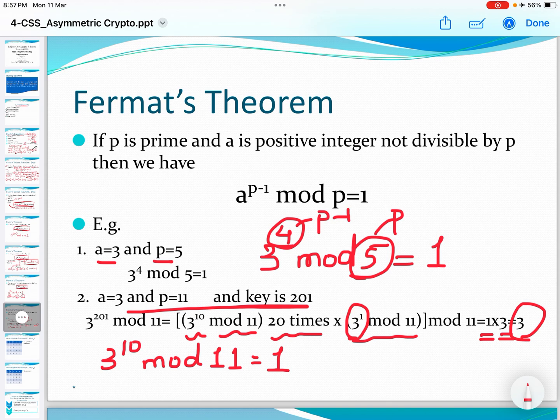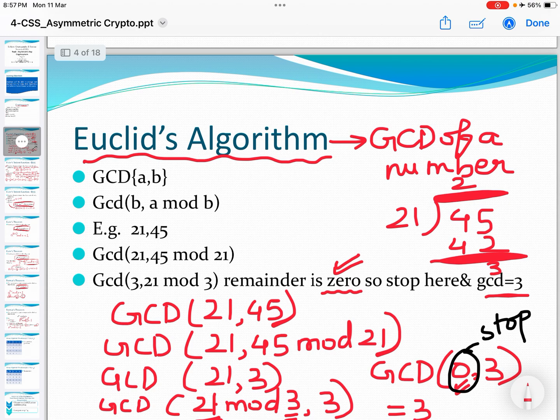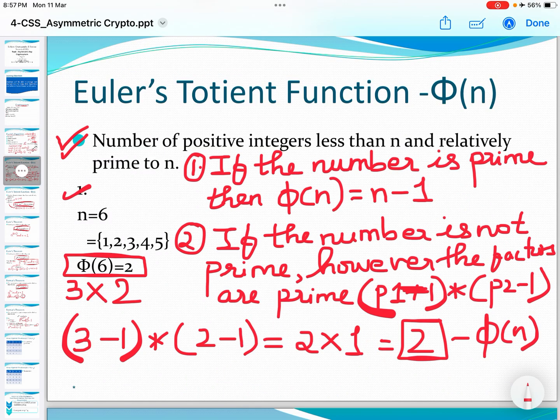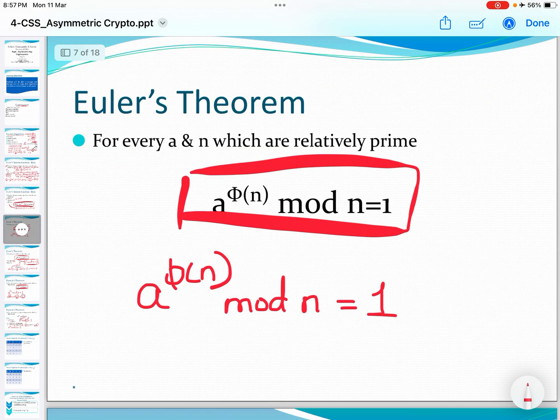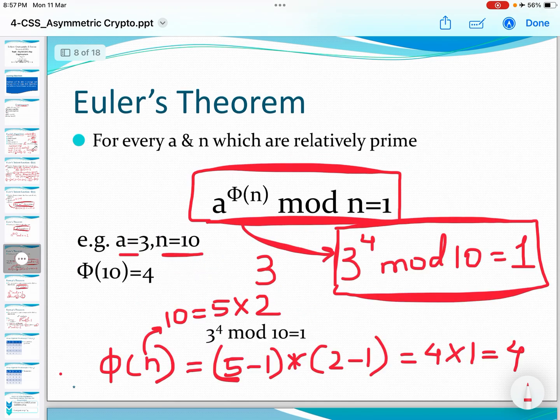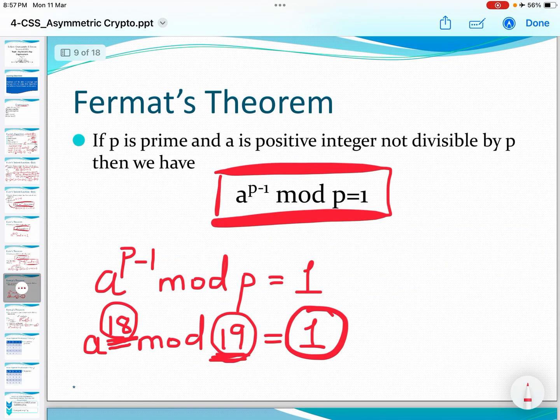So, these are the various theorems. The first is Euclid's algorithm. We saw Euler's totient function. Then we saw Euler's theorem and Fermat's theorem.